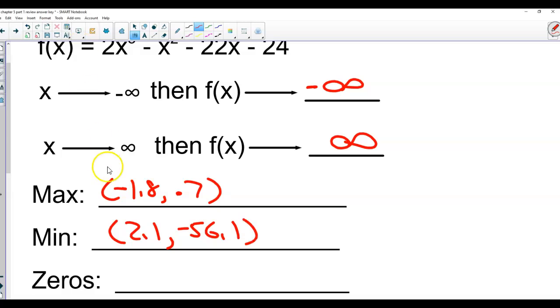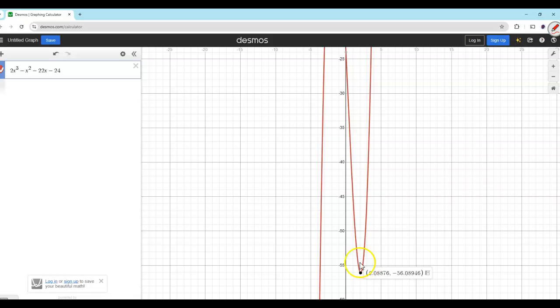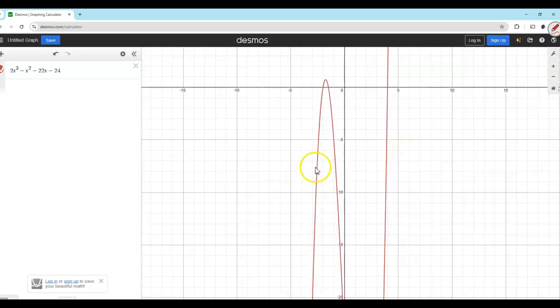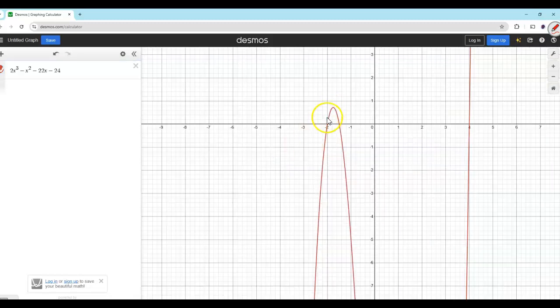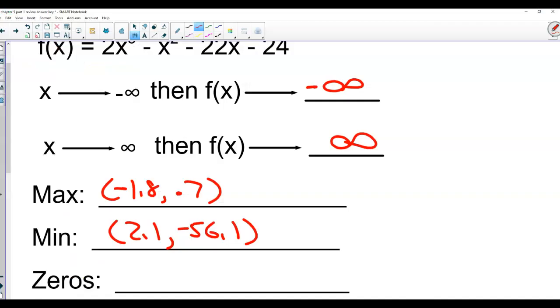The zeros are simply where the graph crosses the x-axis. So it crosses the x-axis at negative 2, negative 1.5, and 4. So our zeros: negative 2, negative 1.5, and 4.